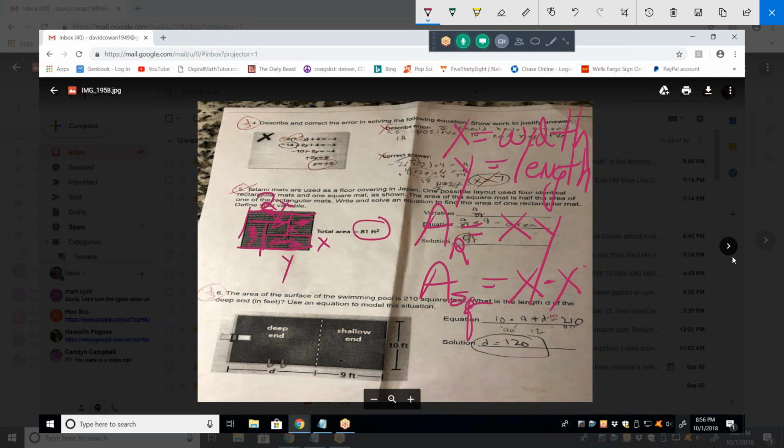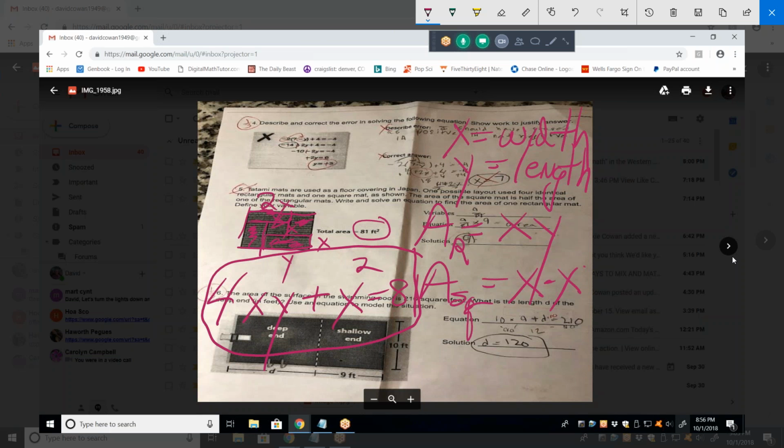However, what we can say is that there are 4 rectangles. So the area of the 4 rectangles is 4 times XY, which is the area of one rectangle, plus the area of the square, X times X, which is X squared, and we know all of that is equal to 81. So there is our equation. It is in 2 variables.